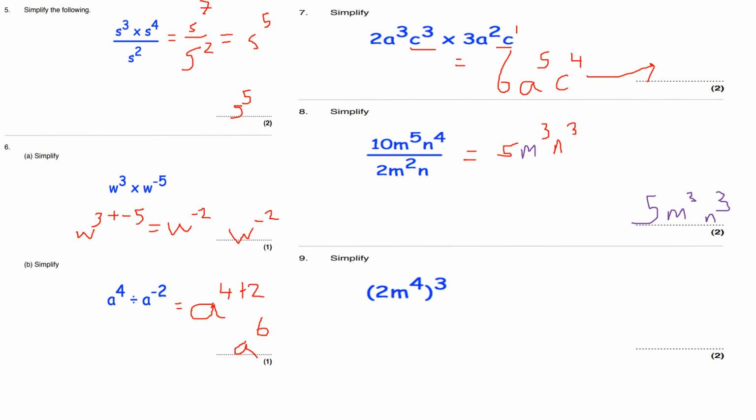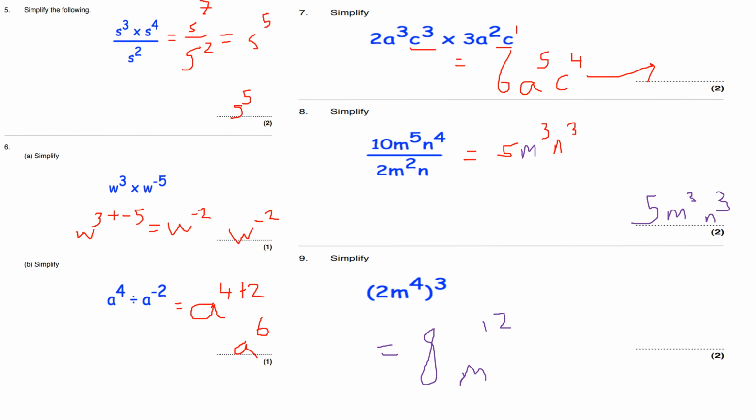Okay, this next one, 2 cubed is going to be 8. M to the power of 4, all to the power of 3. 4 times 3 is going to be 12. So sorry, I did that pretty quick this time. So 2 cubed means 2 times 2 times 2, which is 8.